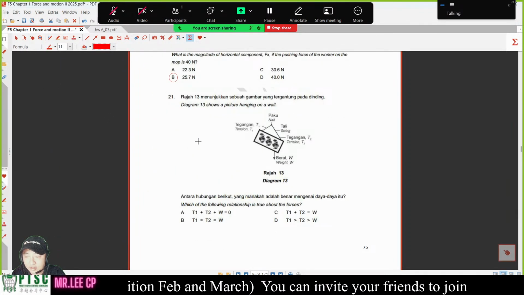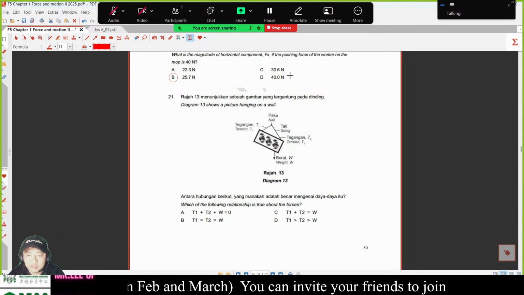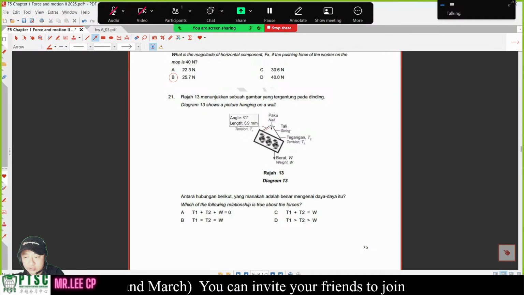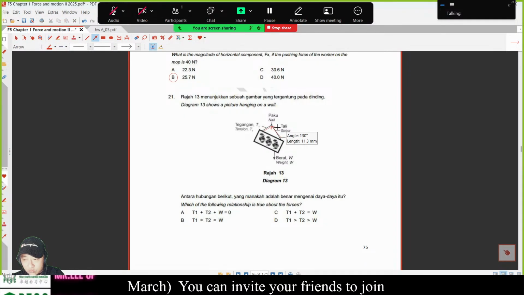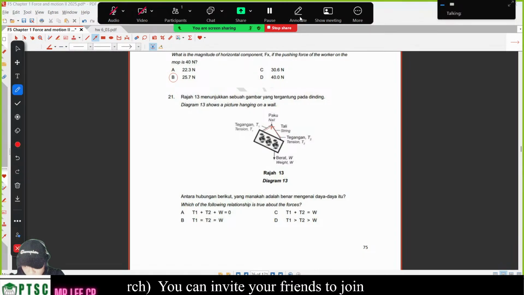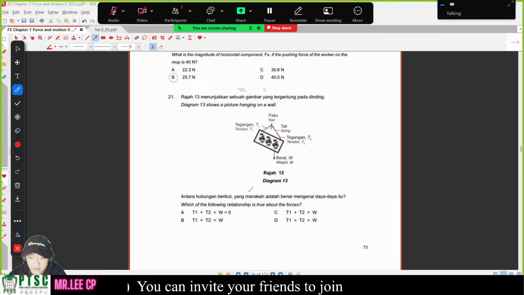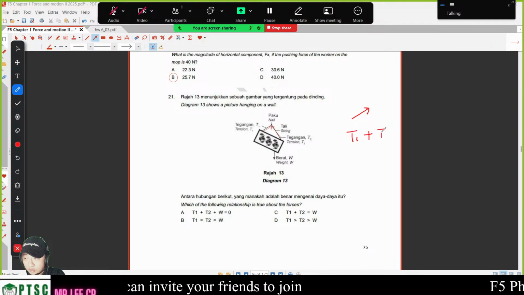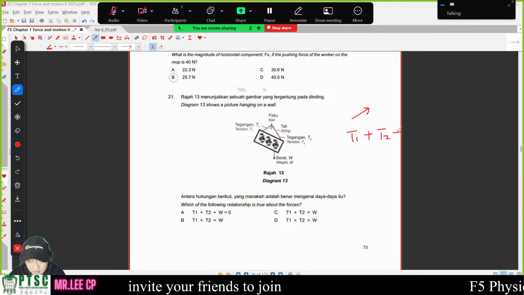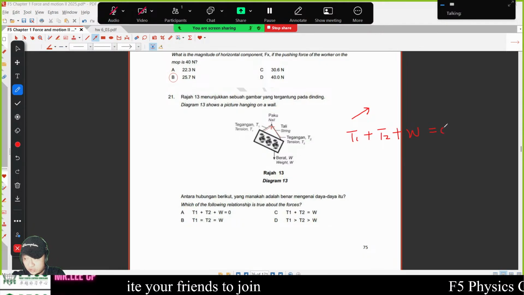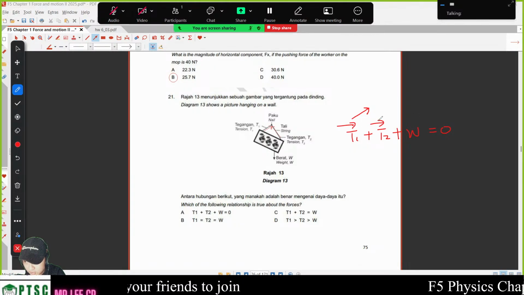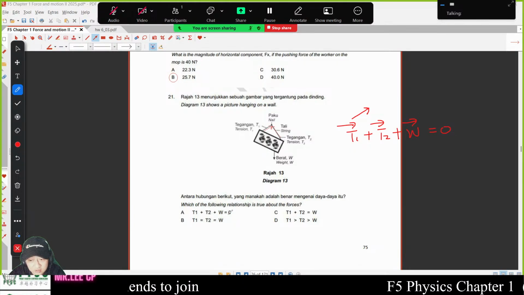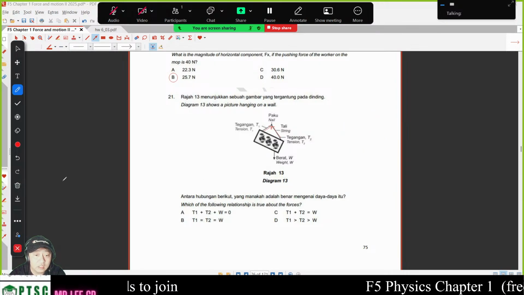Alright, we continue. This one is like vector also. T1 into this direction, T1, T2, and then W. Now if vector T1 plus T2 plus W is equal to 0, equilibrium, so T1 plus T2 plus W is equal to 0. Answer is A.